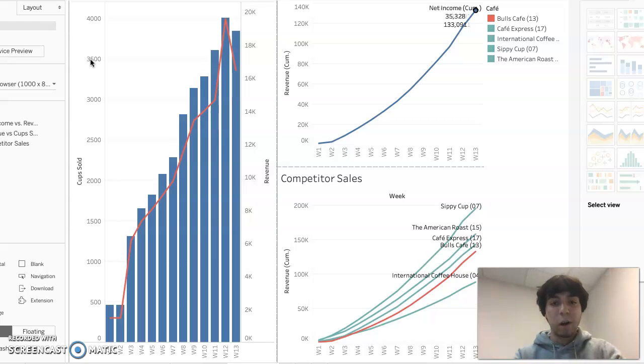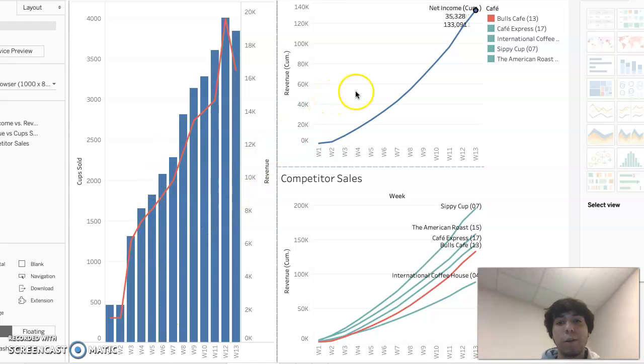So right here are three different graphs that I've made using our real life data from the experiment. Over here on the left, you can see our cups sold versus revenue in a bar/line graph. On the top right, you can see our revenue and our net income juxtaposed. And then in the bottom right, you can see our business in red in comparison to four other random coffee shops in our industry.